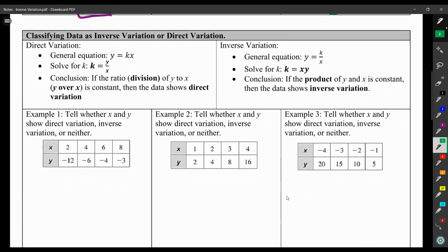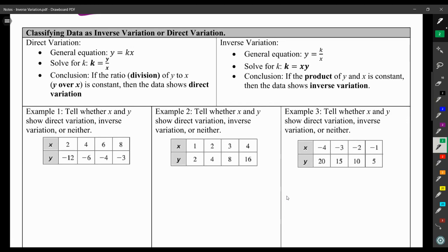Now, classifying data as either inverse or direct variation. Again, here are the general equations, y equals kx and y equals k over x. We need to find that constant of variation. That's the definition of inverse or direct variation. For direct variation, k is going to be y divided by x being a constant number. For inverse variation, k equals x times y will be a constant.